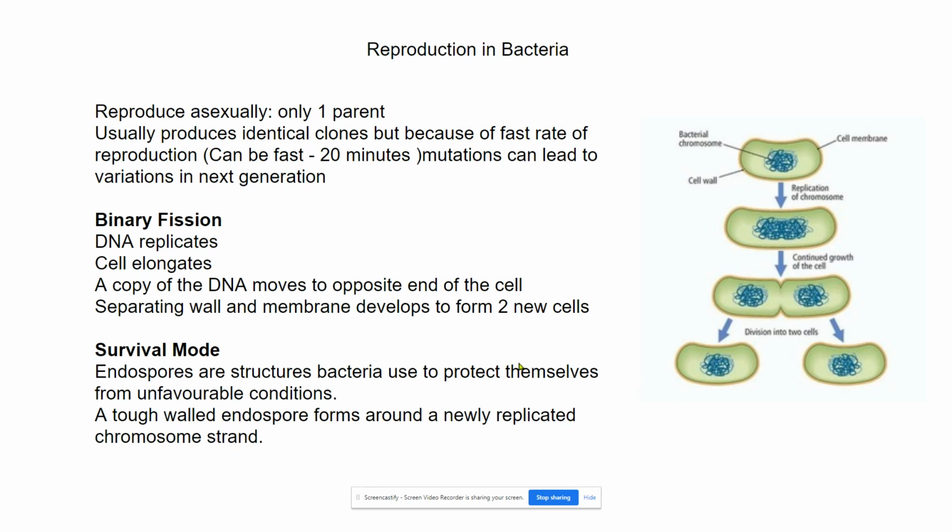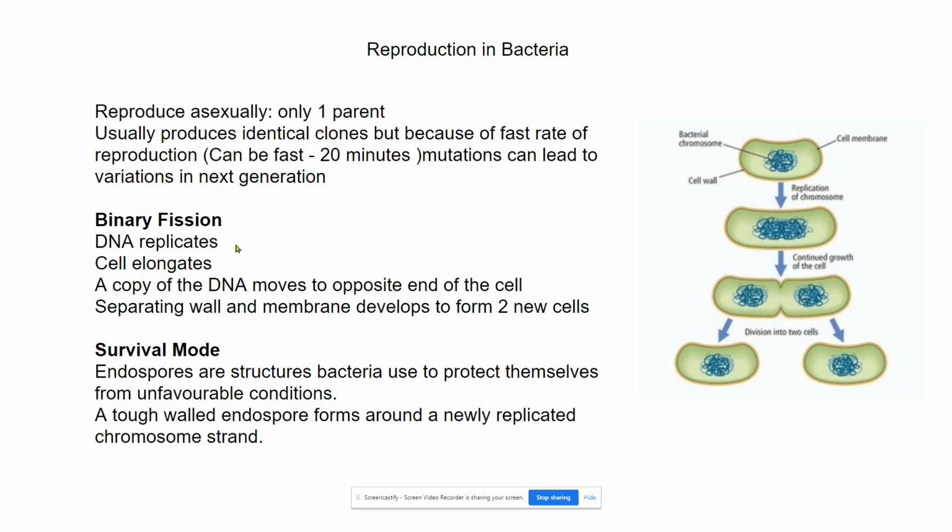The name for bacterial reproduction is binary fission. So binary fission is how bacteria divide asexually. So binary fission simply means splitting in two. If you're asked to explain the stages in binary fission, okay, we have these four stages.